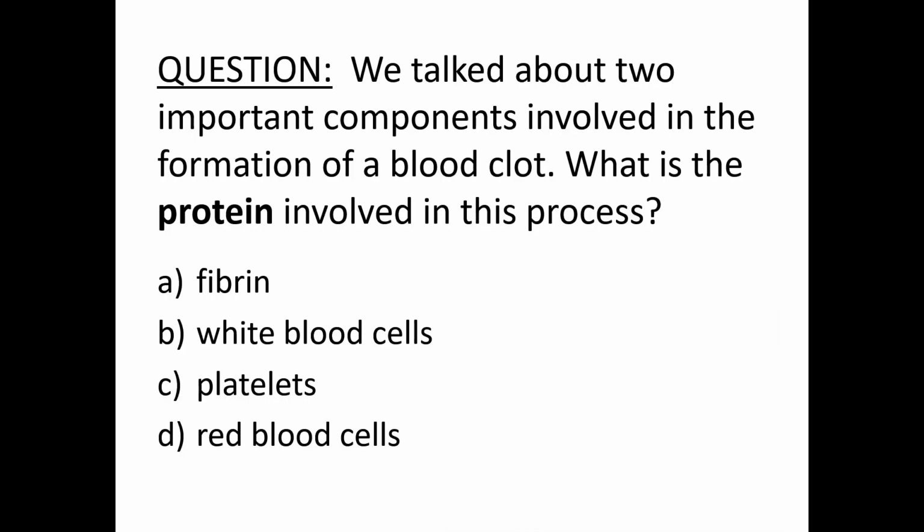Here's a quick question. Take a minute, pause the video, read through it, think about the answer. Okay, so previously we talked about 2 main components in a blood clot. This question is asking what is the protein involved in this process? Not the formed element. What is the protein involved? That protein is fibrin. The formed element, not a protein, involved, those are the platelets. Those are 2 main players here.